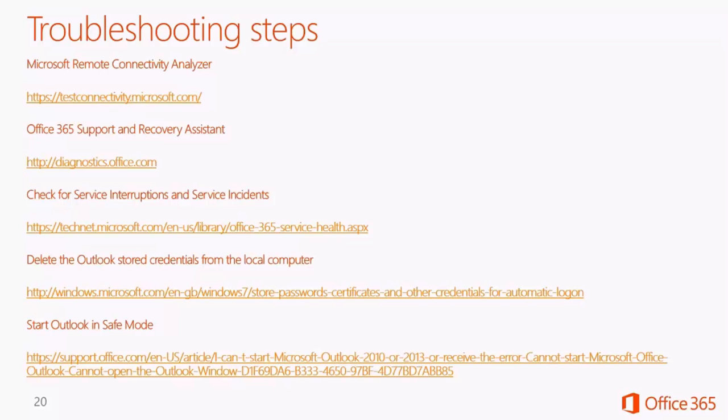Check for service interruption and service incident. Delete the Outlook stored credentials from the local computer. Start Outlook in safe mode. Outlook in safe mode will disable the add-ins that could interfere in the connectivity path. However, this will not save you from all the add-ins that could cause issues. Some add-ins from antiviruses and other third parties need to be removed from the registry key, so it is possible. But for testing, start Outlook in safe mode.